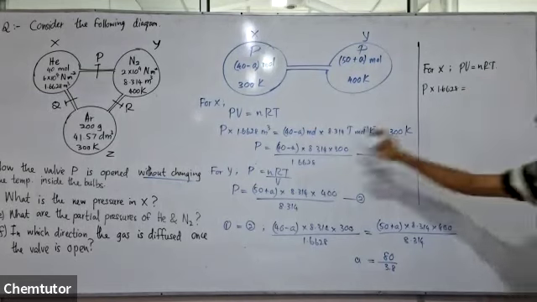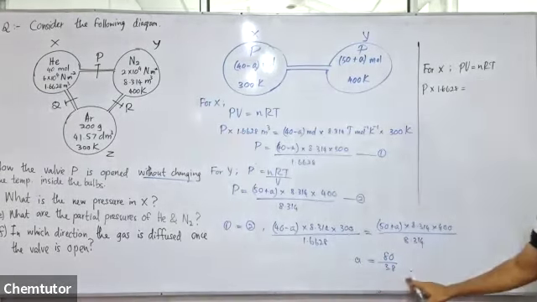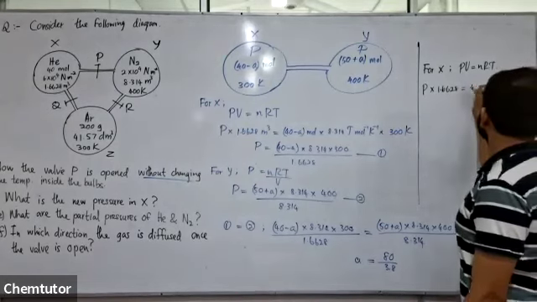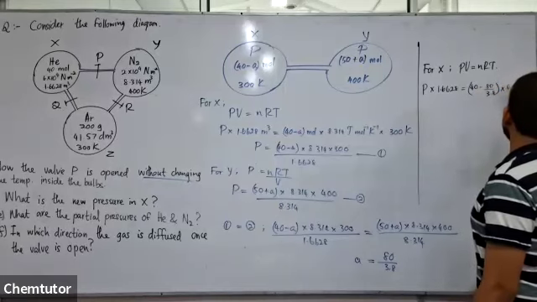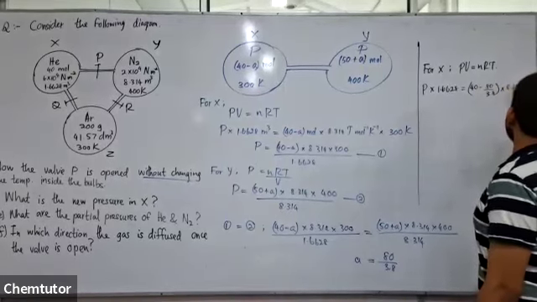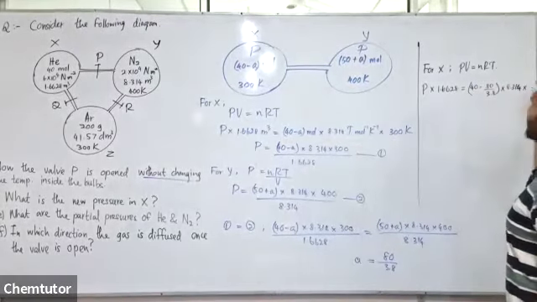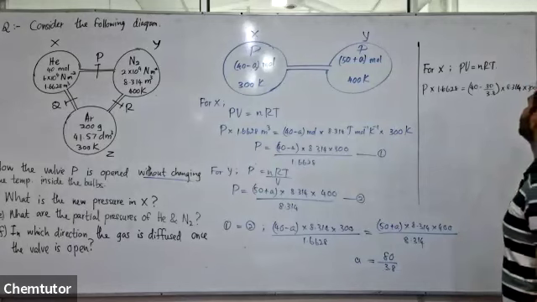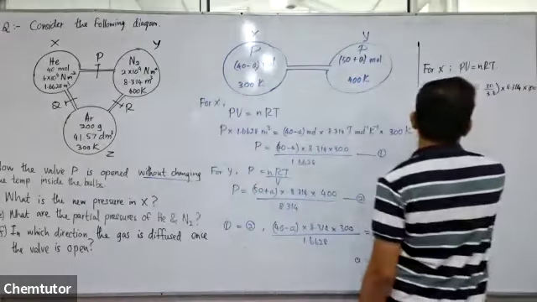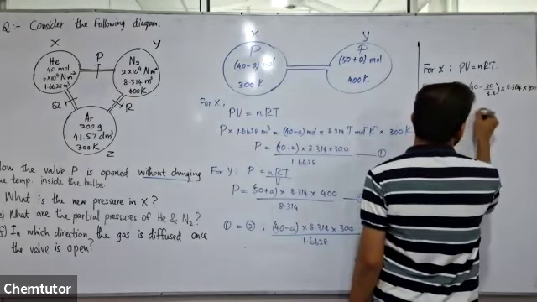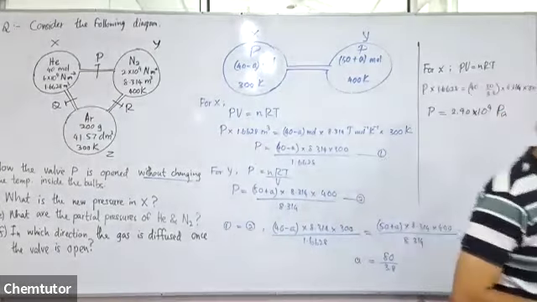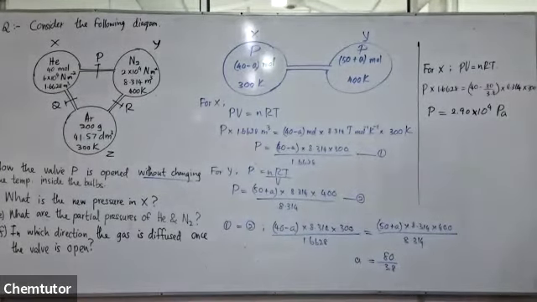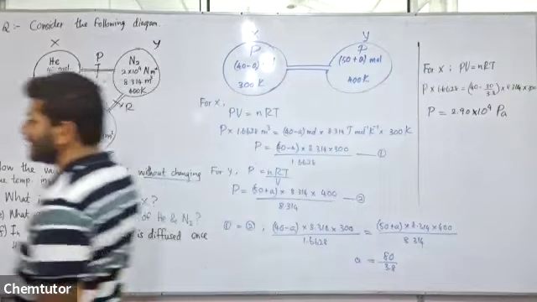So the n will be 40 minus A. So 40 minus A is 80 divided by 3.8, into 8.314, into the temperature inside vessel X, which is 300. You can simplify and you will get the answer for P as 2.90 into 10 to the power 4. That's the total pressure inside the vessel X.